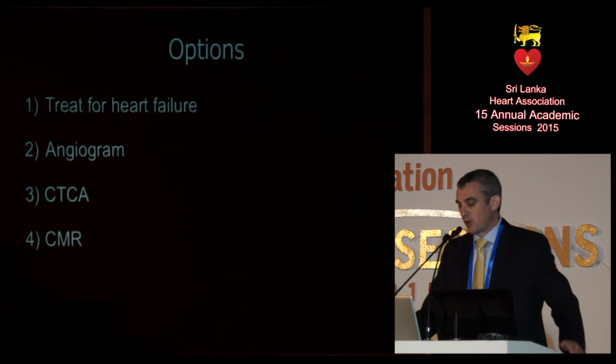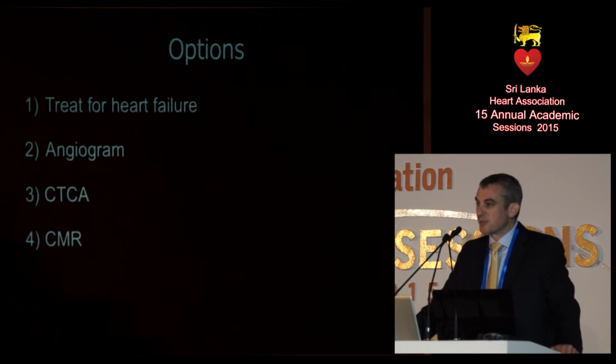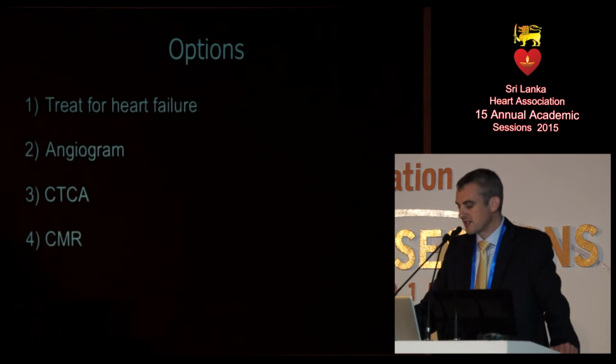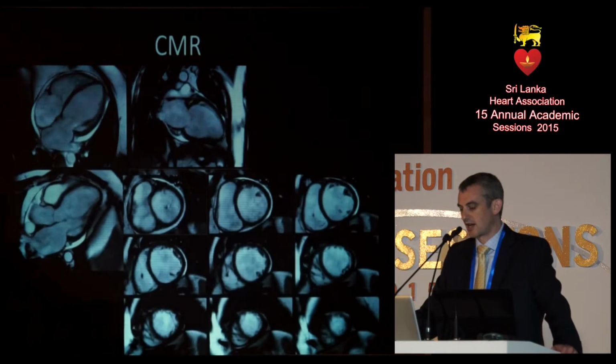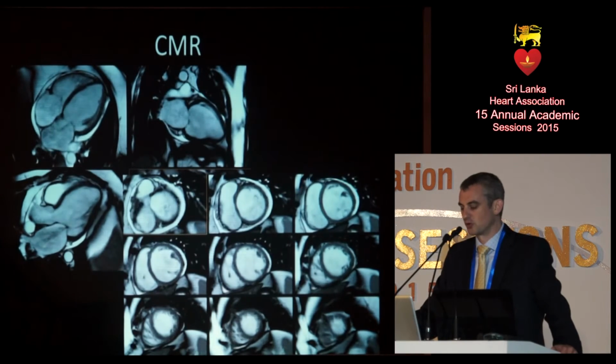So the options at that point, well, I think everyone would treat this patient for heart failure with proven medical therapy. Further investigations, certainly I would want to investigate further to try and work out what the cause of his heart failure was. And so options would be an angiogram, maybe a CT coronary angiogram, or a cardiac MRI. And because really this extra information we get from cardiac MRI, that tends to be the investigation of choice that I would opt for next.